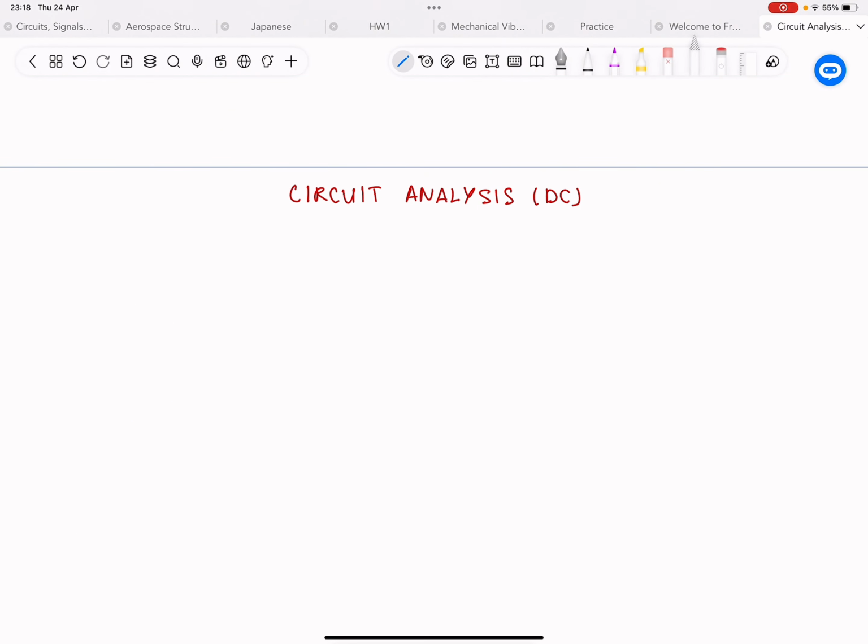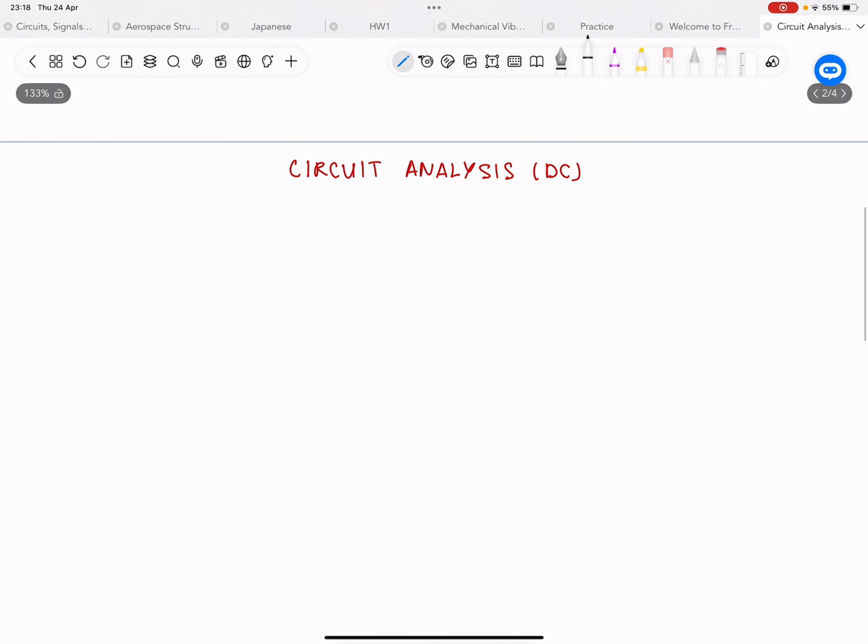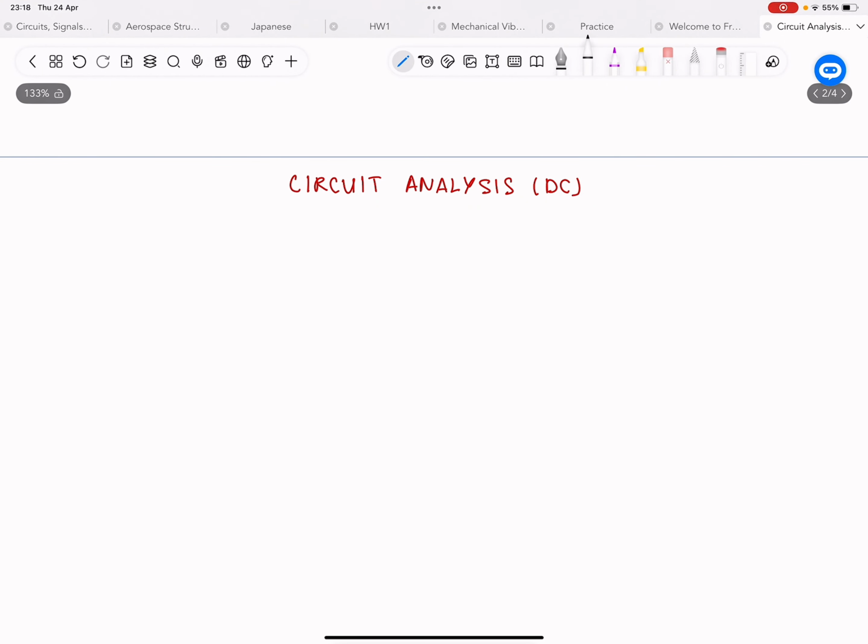This is an introductory video. In this course we will consider having direct current flowing through the circuit. That's what this DC stands for. Let me start by telling you what a circuit is. A circuit is a set of electrical components and interconnections designed to perform a specific function by allowing electric current to flow through it.